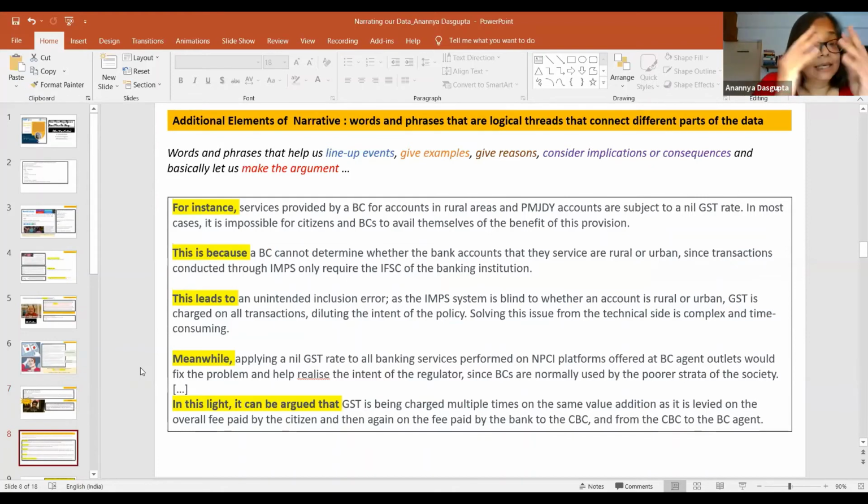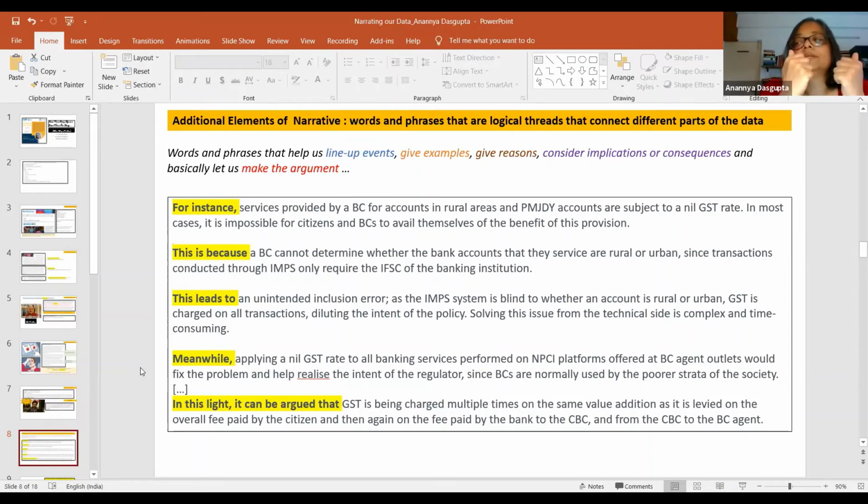So, if you move on to the next bit of the article, what you see, and I've skipped, I think, one or two paragraphs here. Apart from the narrative arc I've already highlighted, there are some other really important elements of the narrative. And what are these? This is a very, very helpful template. I've highlighted all these words and phrases and we will go over them.